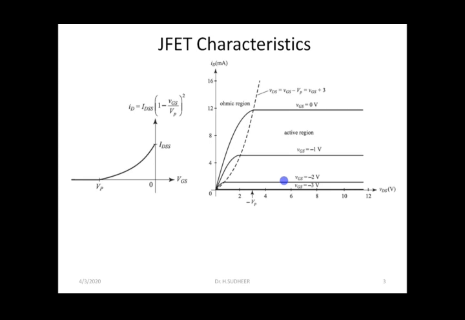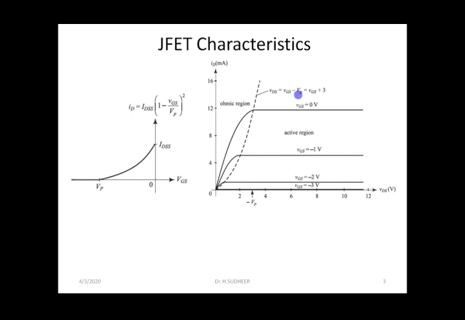Next characteristic, when VGS is equal to minus 2 volts. When VGS is equal to minus 2 volts, the amount of VDS required for the JFET to move from the ohmic region to the saturation region will decrease further, taking into consideration VDS is equal to VGS minus VP.